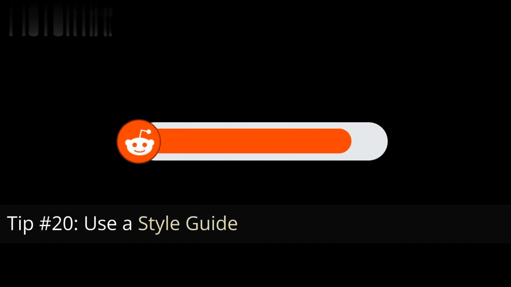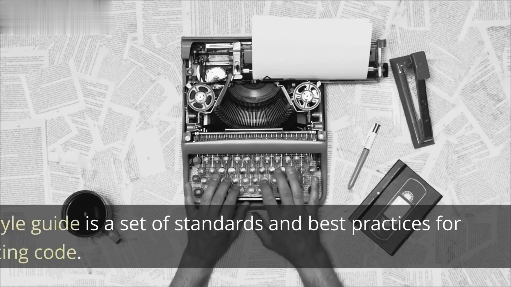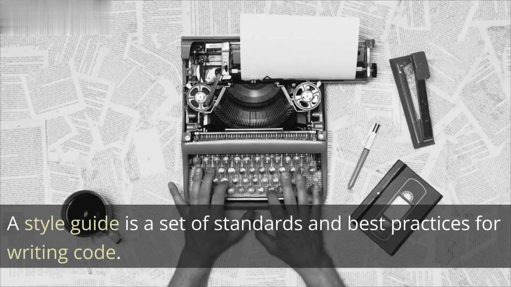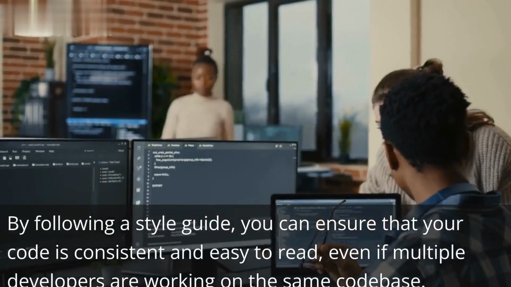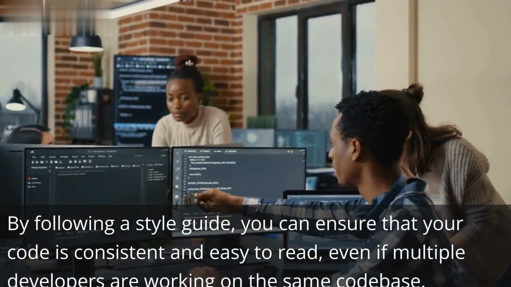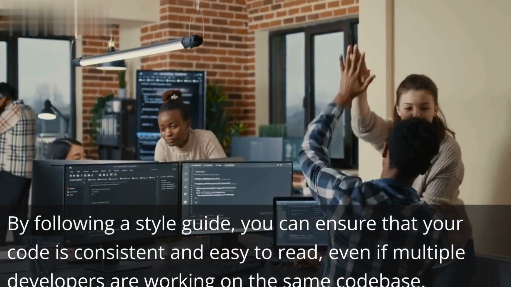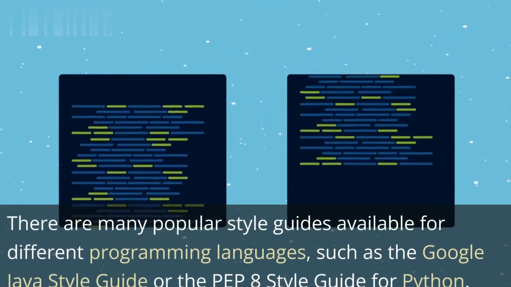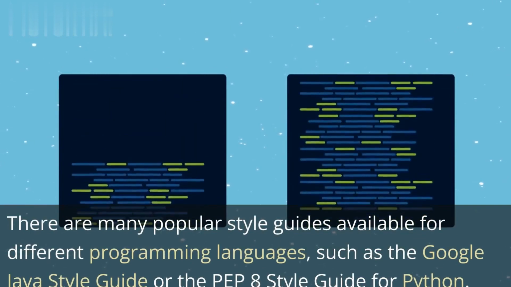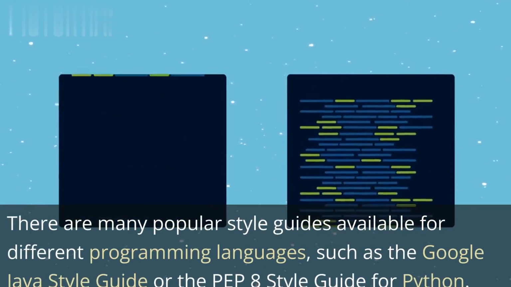Tip number 20. Use a style guide. A style guide is a set of standards and best practices for writing code. By following a style guide, you can ensure that your code is consistent and easy to read, even if multiple developers are working on the same codebase. There are many popular style guides available for different programming languages, such as the Google Java Style Guide or the PEP 8 Style Guide for Python.